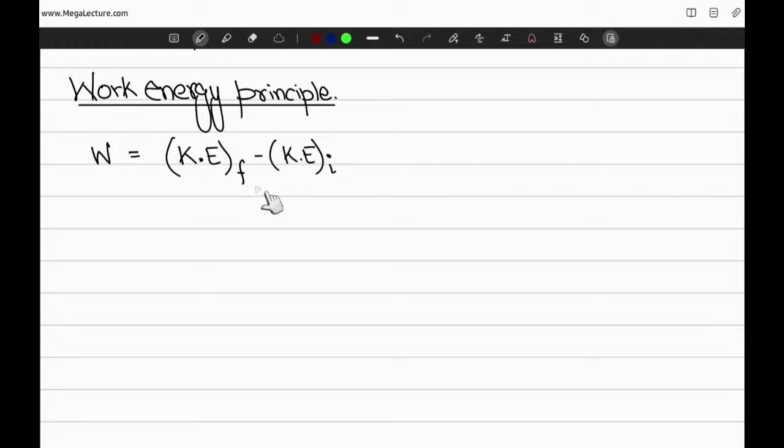Now, if the velocity increases, then the work is done in your favor. If your goal was to increase the velocity of that object, but the work is done to decrease that velocity, then the work done is negative, right? So you get the point, right?